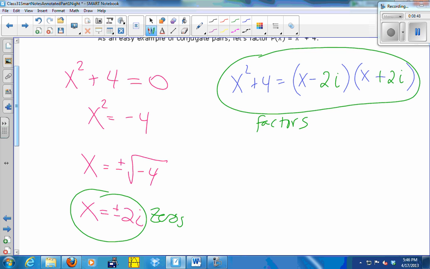And what happened, I had my 2 zeros. They were complex. They had imaginary parts. They're conjugates of each other, 0 plus 2i and 0 minus 2i. And that will always happen. When you have zeros that have imaginary parts, they always occur in conjugate pairs.